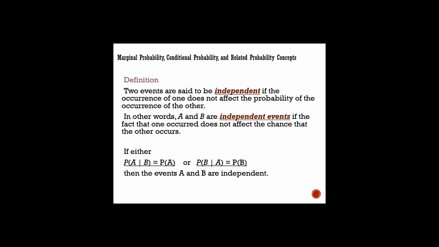We write this out as a probability statement: the probability of A given that B happens is equal to the probability of A, or we could reverse those letters and say the probability of B given that A happens is equal to the probability of B. This is what we call the check for independence.